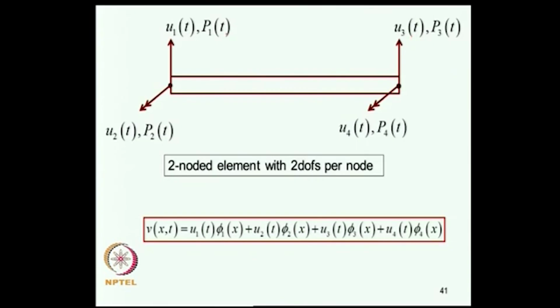Associated with them there are stress resultants. We assume the field variable which is v of x comma t, the transverse displacement of the beam, in terms of the nodal translations and rotations, and we need to therefore construct 4 interpolation functions to achieve this. We will see how we can do this in the next lecture.